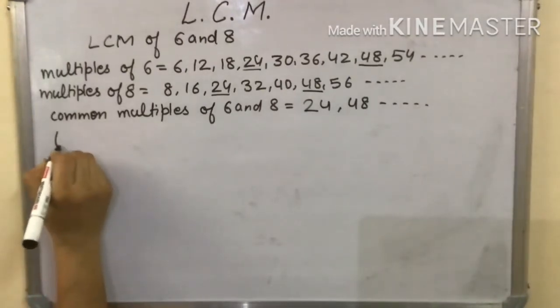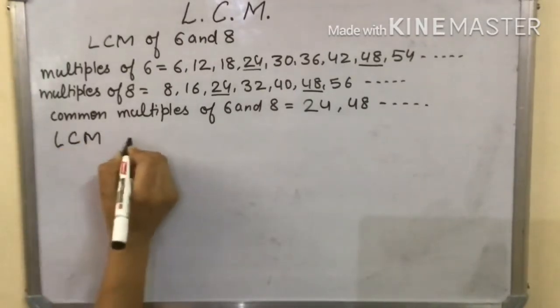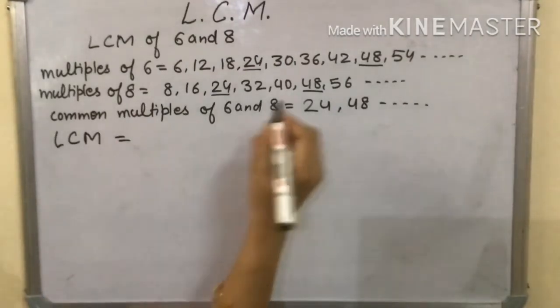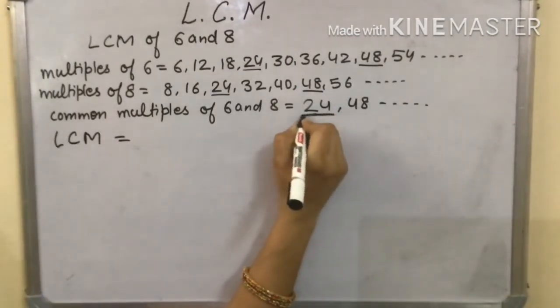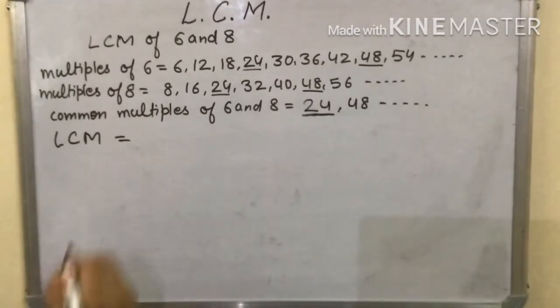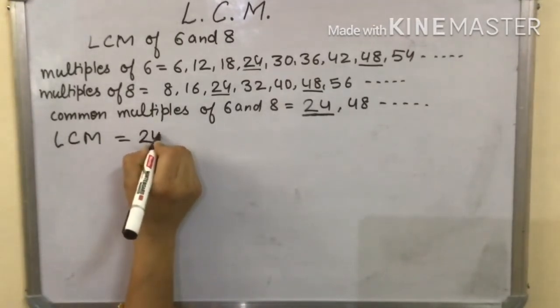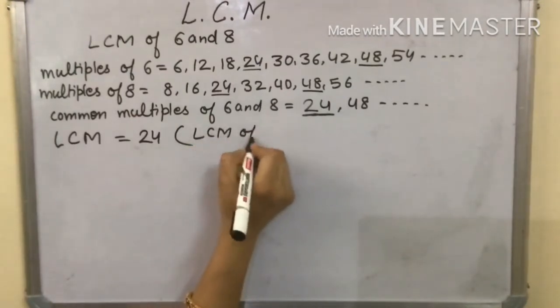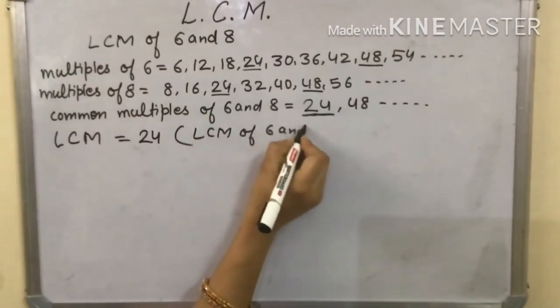Now we will find LCM. LCM or least common multiple. It means the smallest multiple of 6 and 8. It is 24. This is the LCM of 6 and 8.